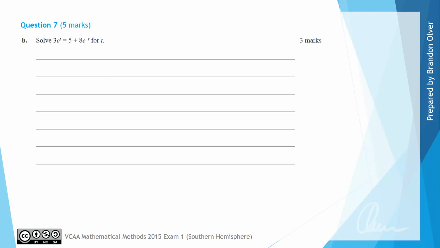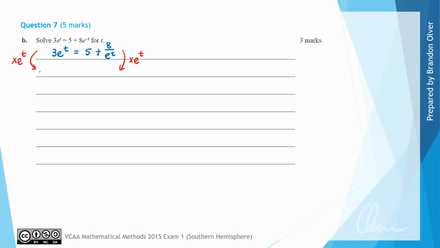For part B, we're asked to solve another equation, and this equation is 3e to the power of t equals 5 plus 8e to the power of negative t. So we can write this as 3e to the power of t is equal to 5 plus, and this could be written as 8 divided by e to the power of t. And now usually when we solve equations, we like to have the variable all in the numerator, and at the moment we've got e to the power of t in the denominator. So our next step between this line and this line is going to be to multiply everything by e to the power of t.